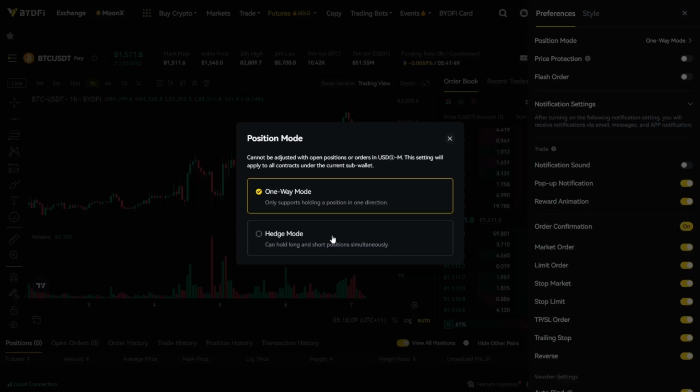In hedge mode, you can hold both a long and a short on the same pair at the same time. For beginners, I recommend using one-way mode. It's much simpler to manage and helps avoid confusion when placing trades. So we're just going to stick with one-way mode.